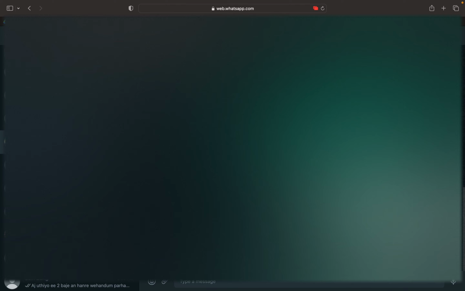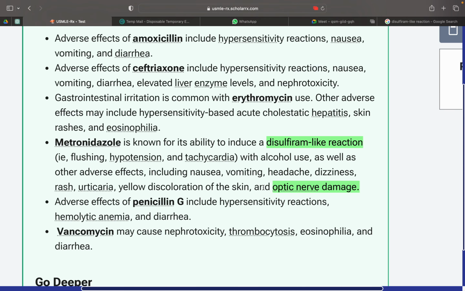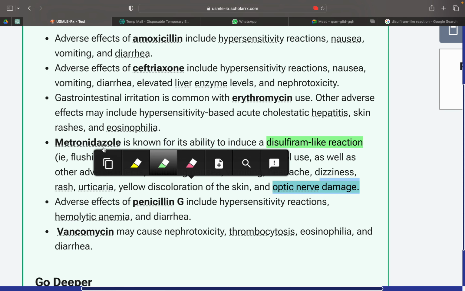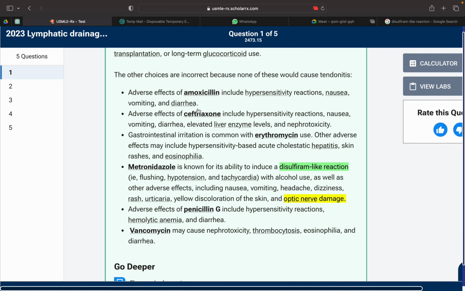That is also the adverse effect of metronidazole. Whenever you are taking metronidazole and you also took alcohol, a disulfiram-like reaction will happen and you will get dizziness, hypotension, flushing, and a kind of headache, and you will be like, why God, why did I just take that alcohol? Okay, you got my point? Furthermore, you have to keep in mind that optic nerve damage also occurs as an adverse effect of metronidazole. You have to keep in mind that thing.